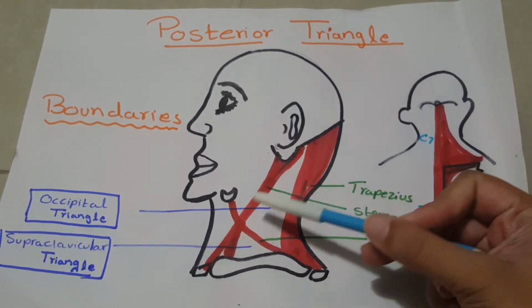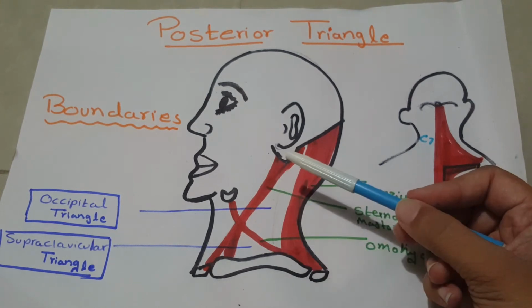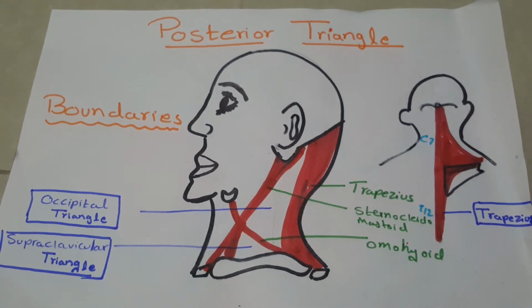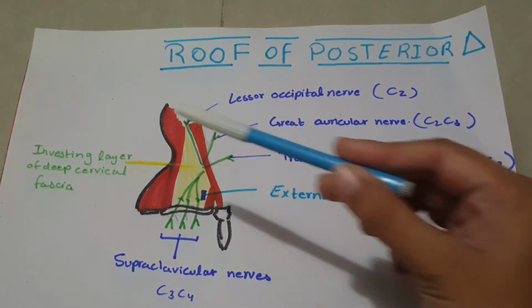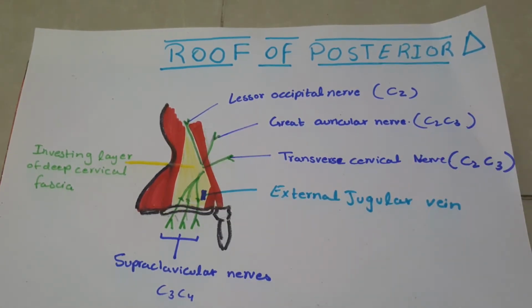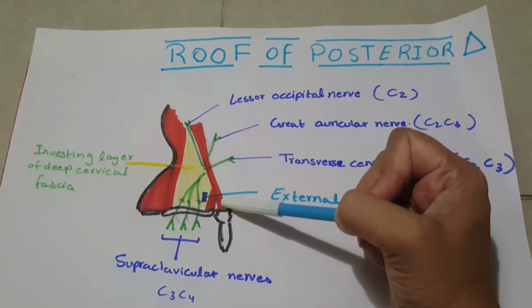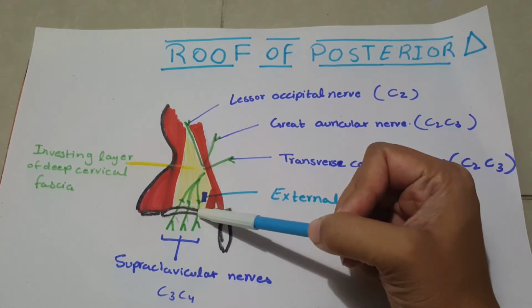Roof of posterior triangle is formed by skin, then comes superficial fascia, and deep to the superficial fascia is the investing layer of deep cervical fascia. I have drawn posterior triangle and different structures that are present in the superficial fascia of the roof of the posterior triangle. So posteriorly trapezius muscle is present, anteriorly sternocleidomastoid muscle is present, and inferiorly middle 1/3 of the clavicle is present.